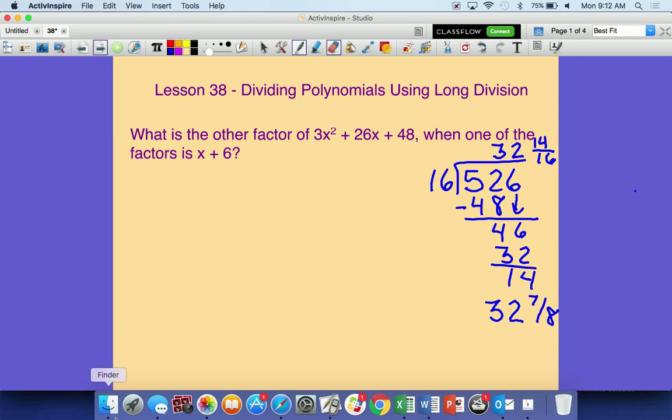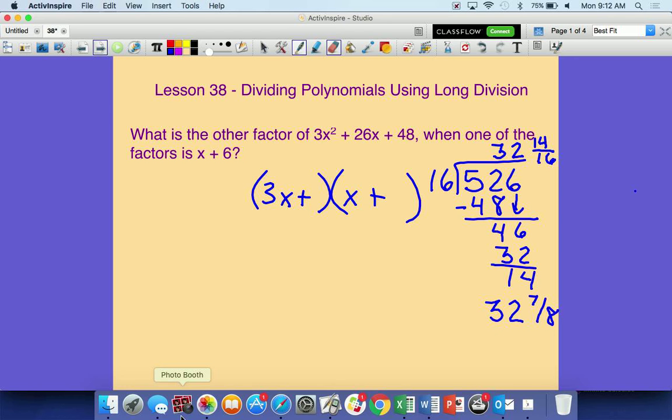Well, when I read this, it says, what is the other factor of this trinomial when one of the factors is x plus 6? That tells me, based on how it's worded, that I can factor this thing. And it is always going to be easier to factor than it is to divide. So, that's what I'm going to do. I'm going to try and factor this 3x squared trinomial. 3x squared, well that means I've got a 3x and an x. This second sign is a plus, so that means both signs are the same. That tells us that they're both pluses.